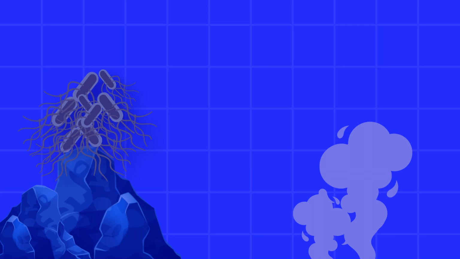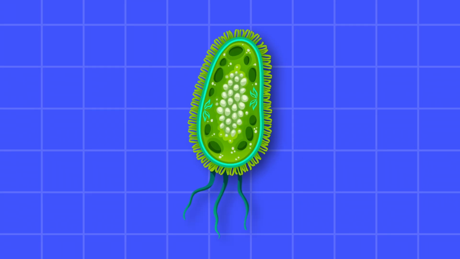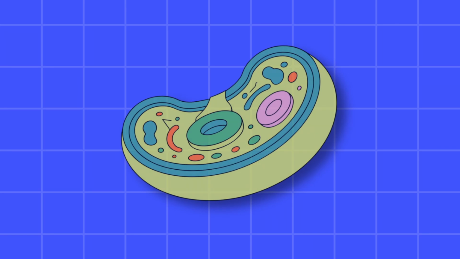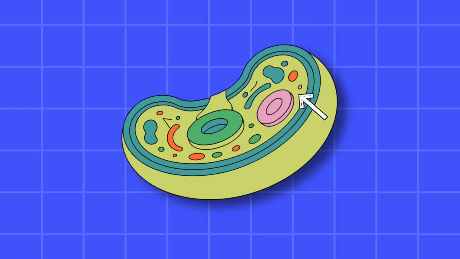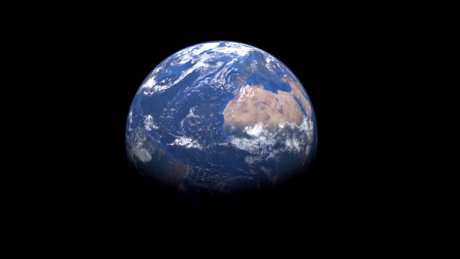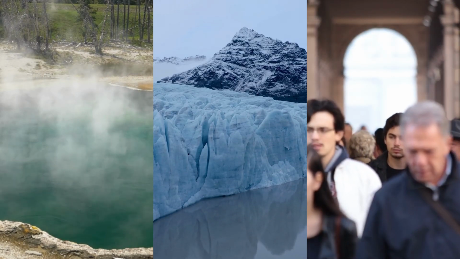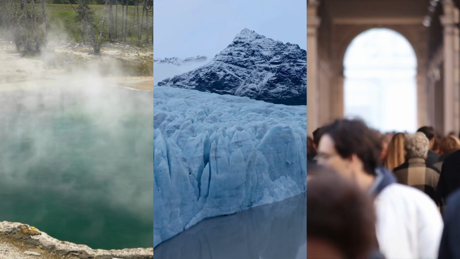Now, how do bacteria compare with the other domains? Broadly speaking, Archaea often thrive in extreme heat or salinity and lack peptidoglycan in their walls. Eukarya, plants, animals, fungi, have complex cells with nuclei and membrane-bound organelles. Meanwhile, bacteria occupy nearly every environment on Earth, from boiling springs to frozen glaciers, and even inside us. Their adaptability comes from simple cell design and fast reproduction.